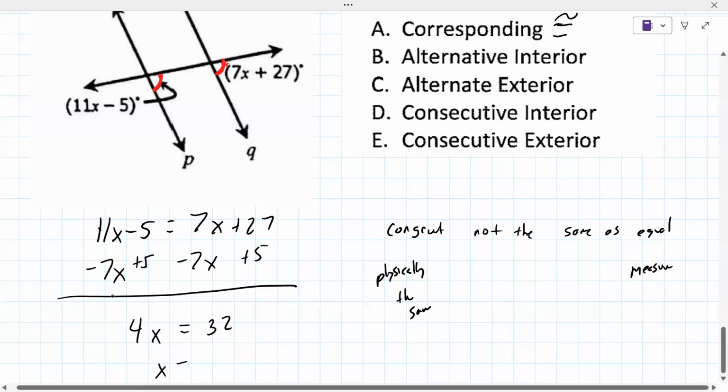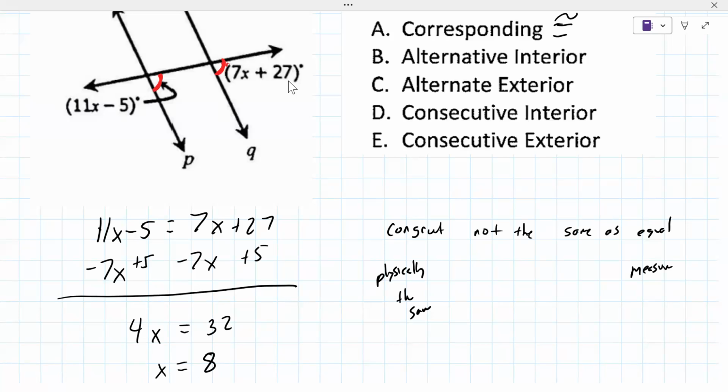Do you have x for me? Oh, 8. Okay. So now the next step is to put those back in. Can you put 8 back into both of these and see if you get the same number for both? Okay, so for the one with line P, that would be 83.